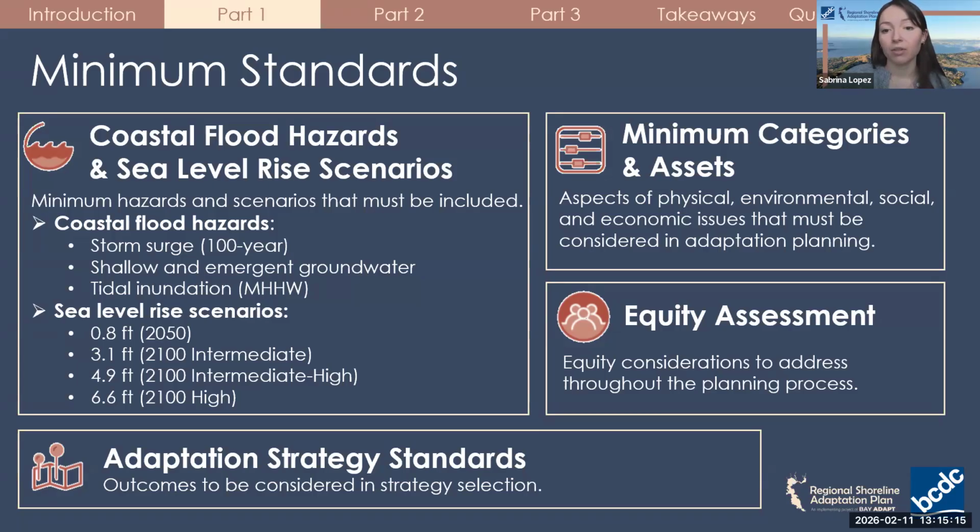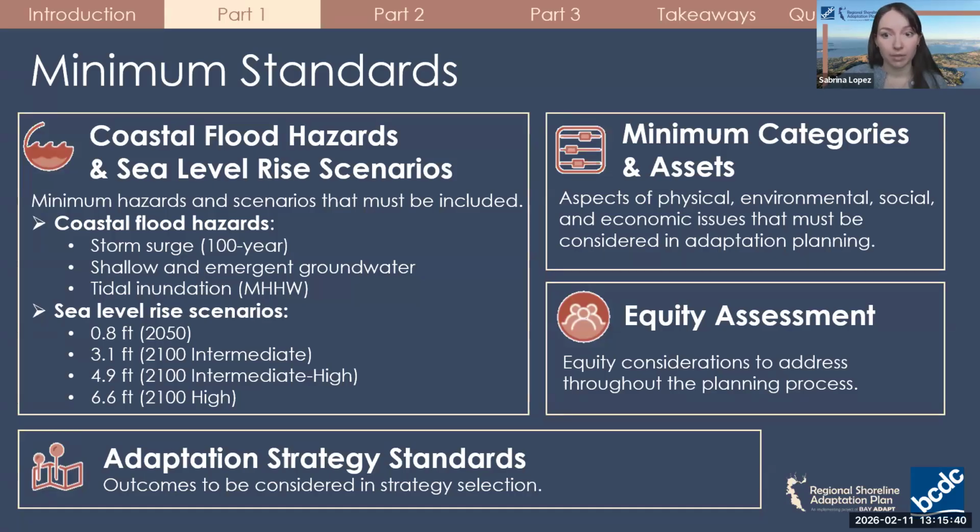Second are the minimum categories and assets. These are designed to set minimum standards for the region to assess risk and ensure adaptation strategies and pathways are responsive to essential assets and services. Local governments are encouraged to incorporate additional assets that are locally identified within their planning process that go beyond the minimum standards as identified by their communities.